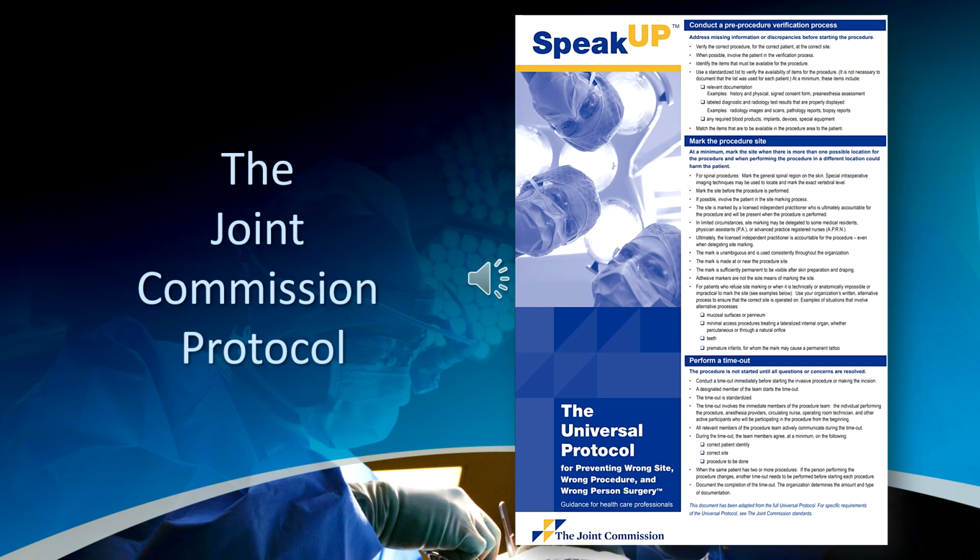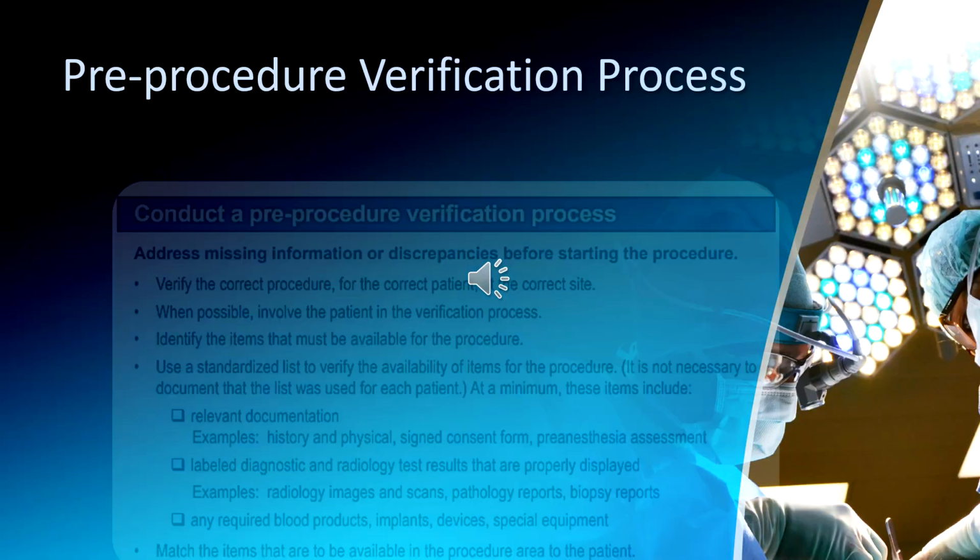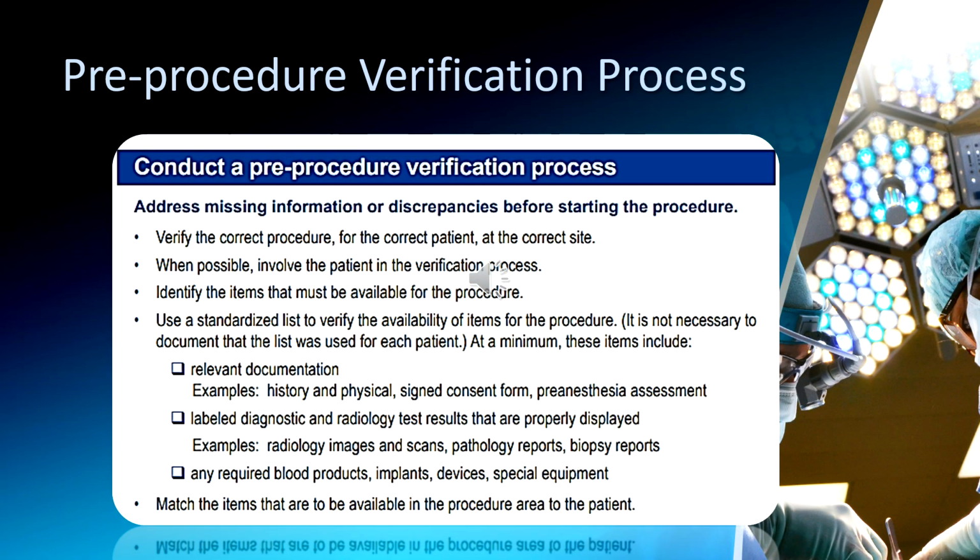The Universal Protocol is made up of 3 different sections. We have a pre-procedure verification process, which is done in the pre-op area. We have the procedural site marking done in the pre-operative area. And we have the procedural timeout, which is done in the OR. Pre-procedure verification process includes several items.